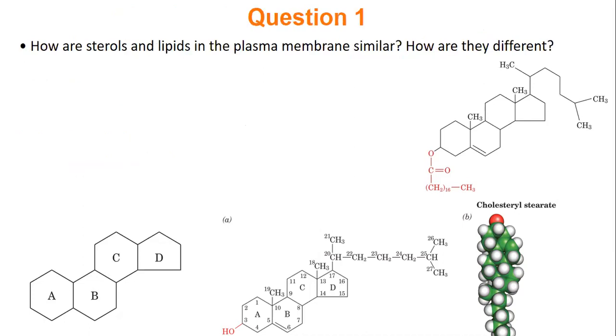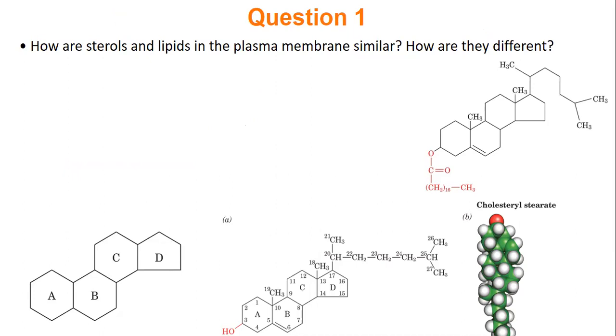So how are steroids and lipids in the plasma membrane similar? How are they different? I will answer this. Just because I say steroids does not mean they're bad. I'm not talking about the steroids that will give you super muscles. Well, actually, steroids don't give you muscles. They allow you to train. That's why people get big on steroids. But anyways, I'm getting off topic.